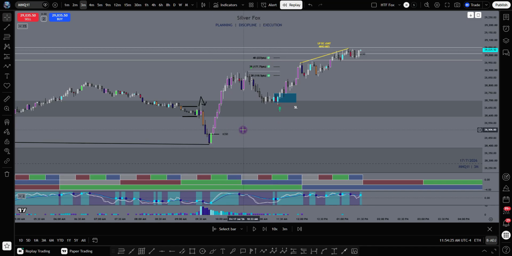So that is your entry. As soon as that candle closes, that is the fastest entry that anybody is probably going to get into this move.